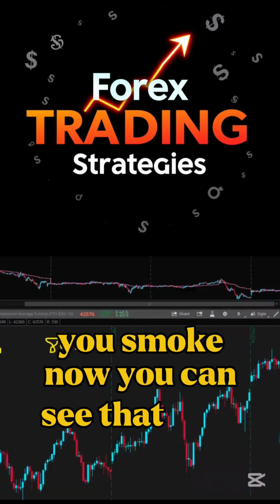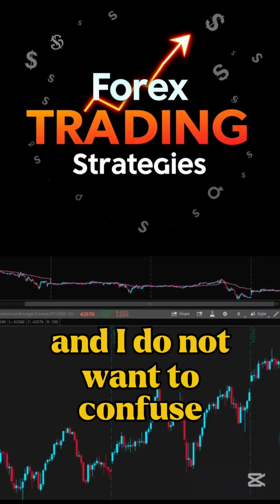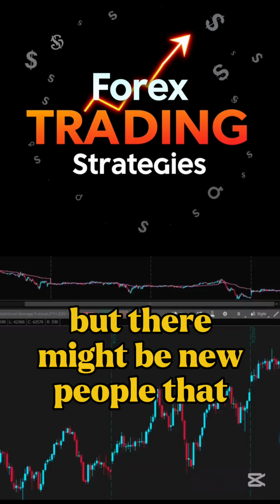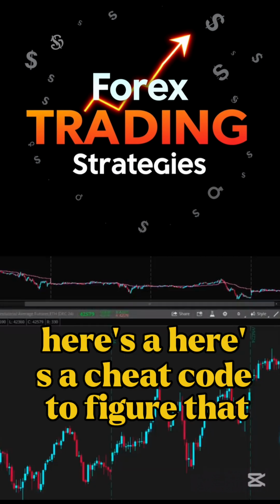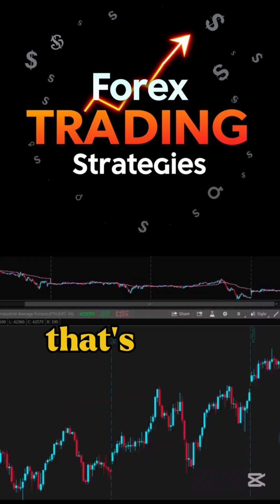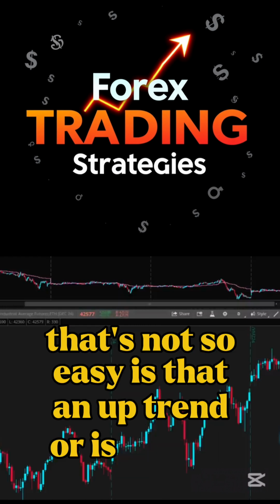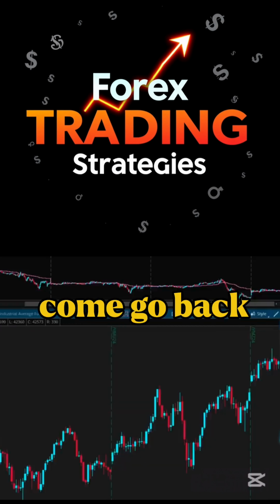Now, you can see that with your eyes. I'm going to give you a real quick cheat code, and I do not want to confuse people, but there might be new people that are learning technicals. Here's a cheat code to figure that out. Let's say you look at it and you're like, well, that's easy because it's going up. But what about the one that's not so easy? Is that in an uptrend or is it down? It's kind of confusing. Is it choppy?